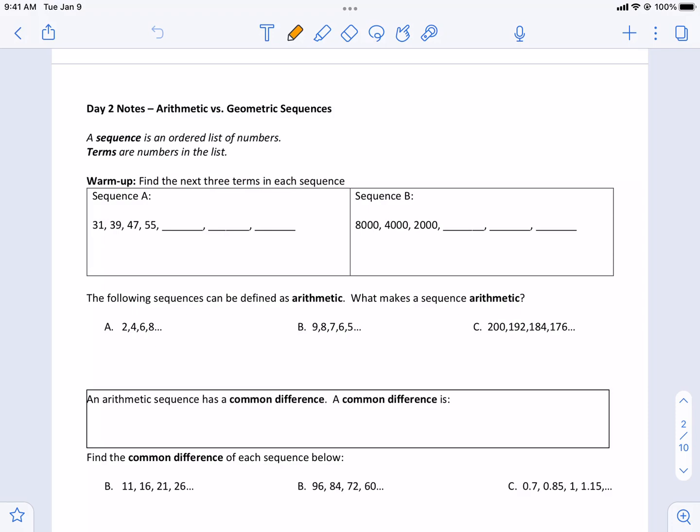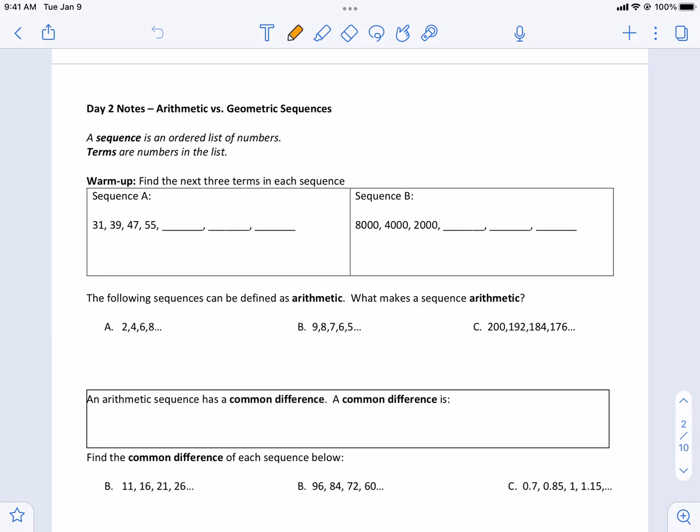In day one, we looked at a bunch of lists of numbers, and you were asked to find the next three terms in each list, so you had to look for patterns. How do you find the next three terms? You had to put them in groups and be able to explain how you grouped them the way that you did. So that will lead into today, which we're going to look at two specific types of sequences and how they're used in different ways to write them.